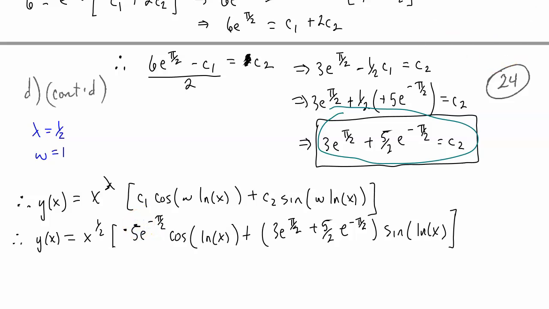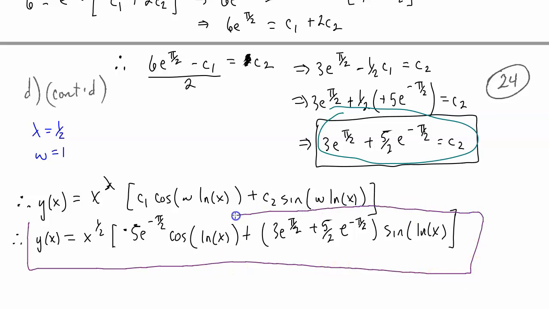And that is it. I know it took us a while to get there, but this is our final particular solution for this equation given the initial conditions. And so this is the end of this example, and the end of this particular video with the study of Cauchy-Euler or Euler-Cauchy equations. I hope this helped. Take care.